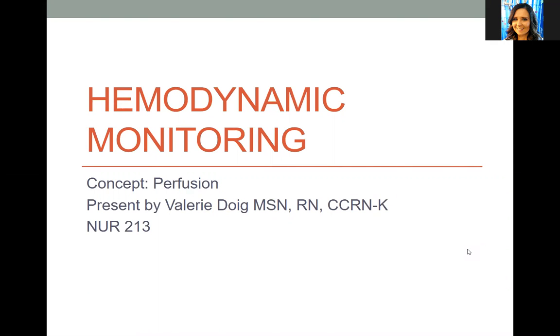Today, we're going to talk about hemodynamics and hemodynamic monitoring. We're still in the concept of perfusion. Think about the principle of blood flow, but also think about the heart as a pump. Critically ill clients need continuous assessments of their cardiovascular system to diagnose and manage their complex medical conditions. We use hemodynamic monitoring to achieve this.